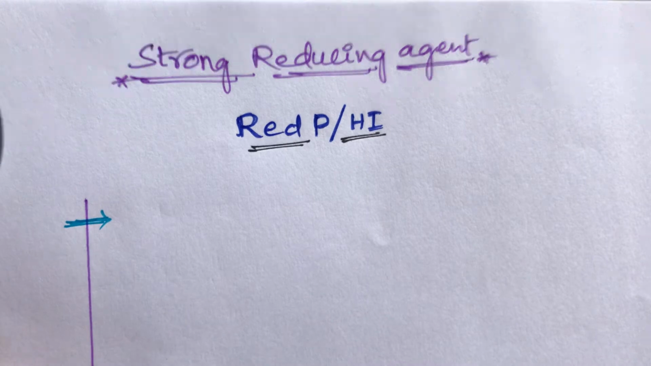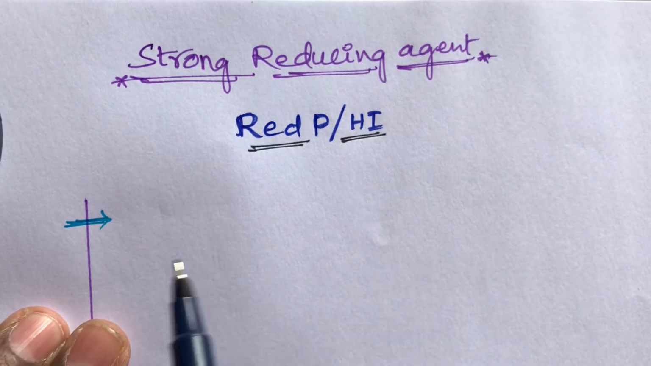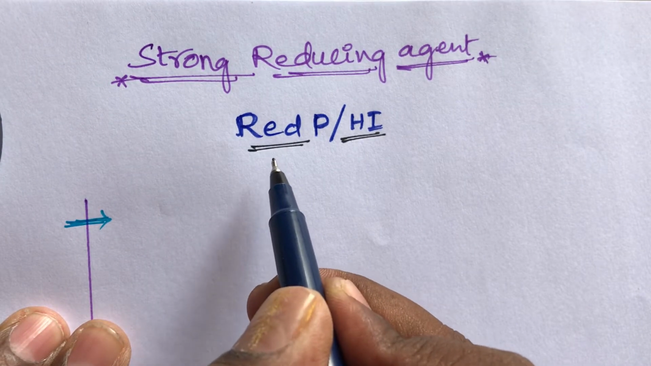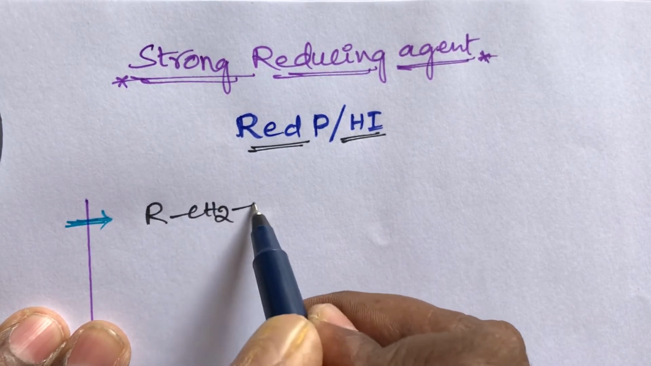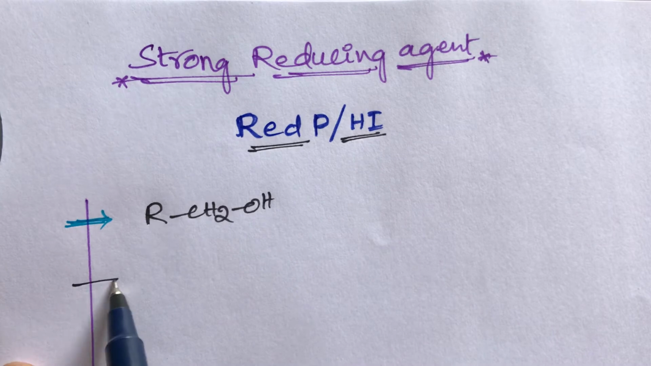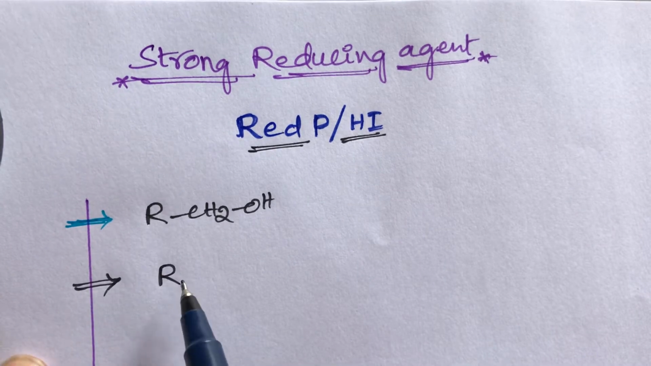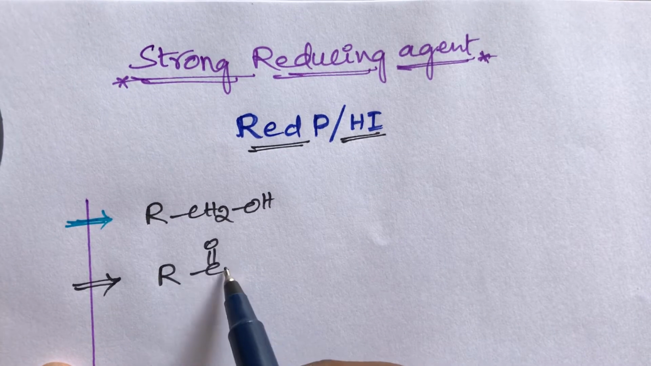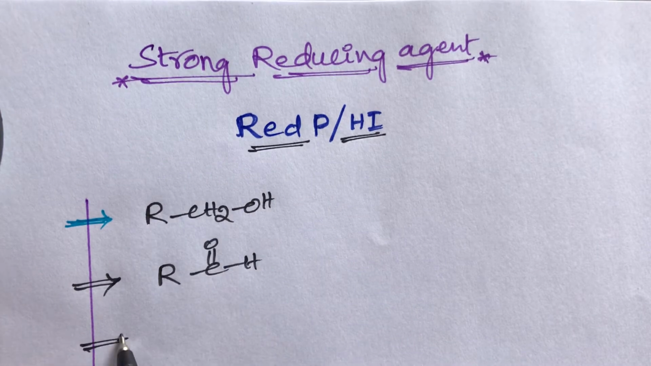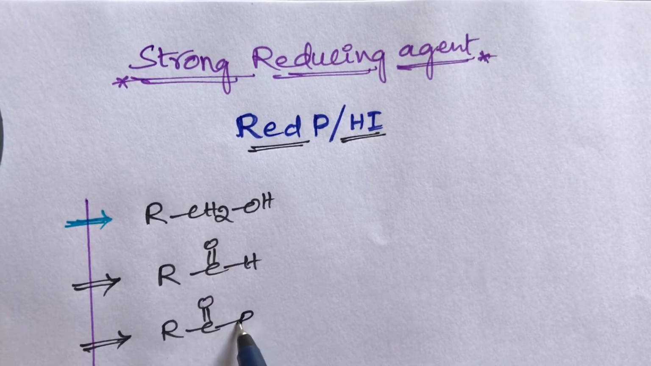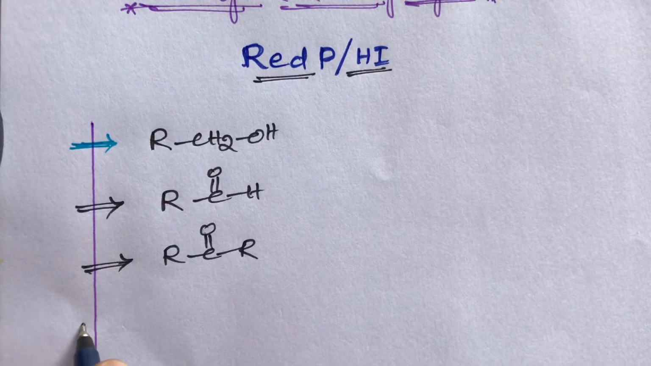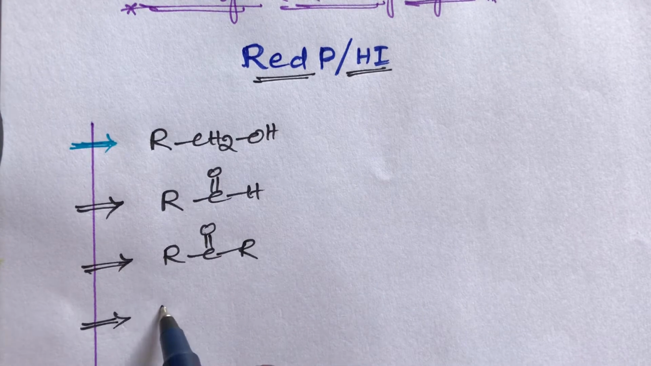It can reduce alcohols. HI in the presence of red phosphorus can reduce alcohol groups. The second one is that it can reduce aldehyde groups. It can reduce aldehydes. And HI in the presence of red phosphorus can reduce the keto group also. It can reduce ketones.